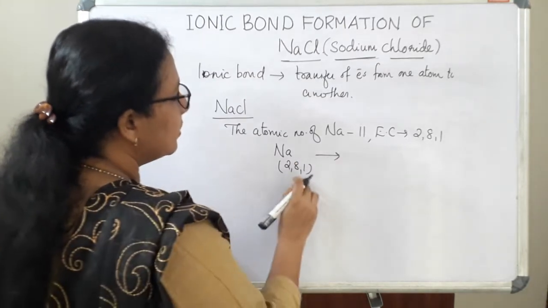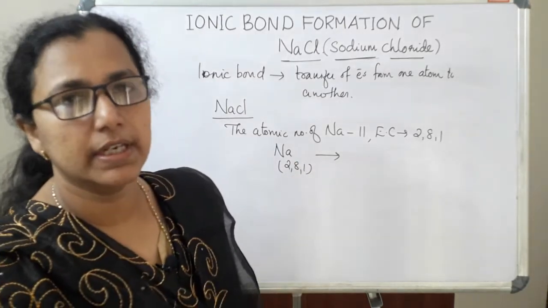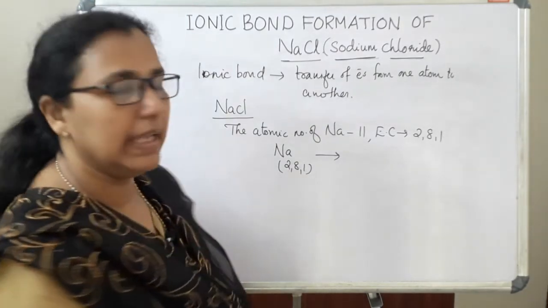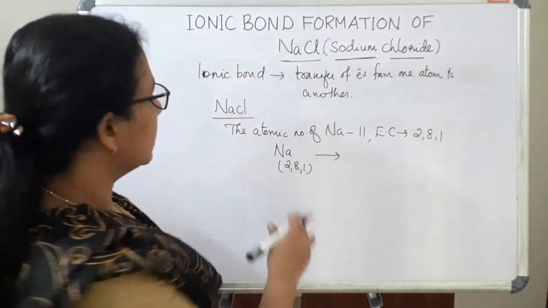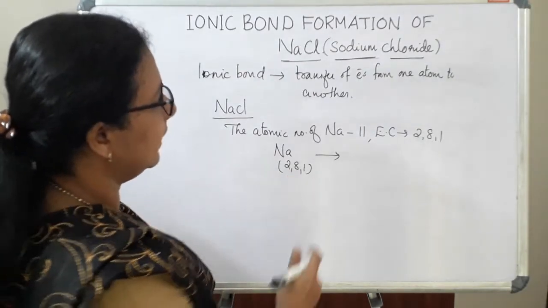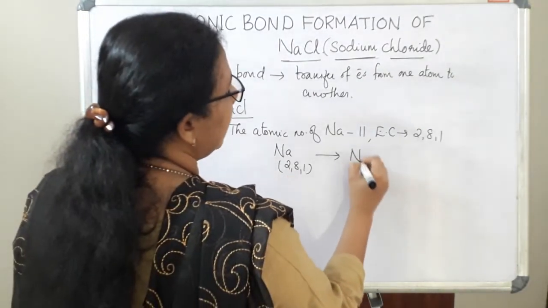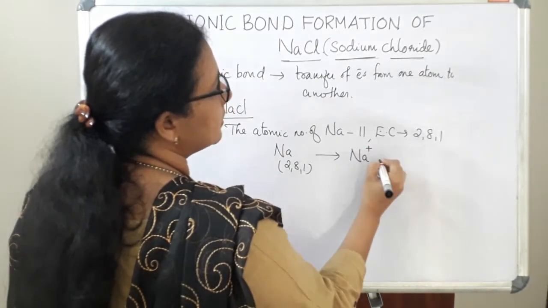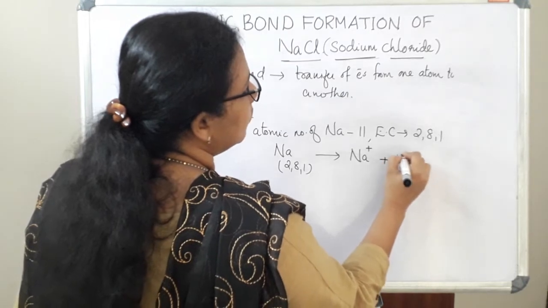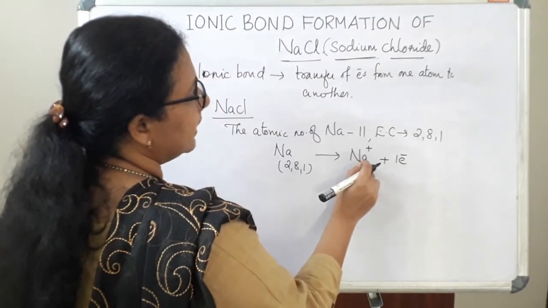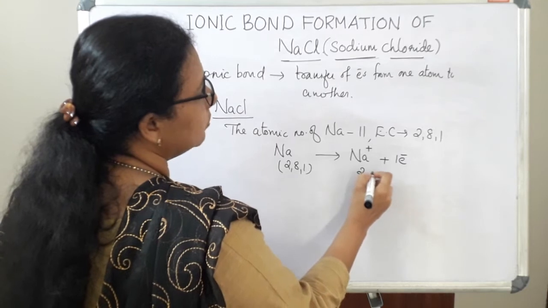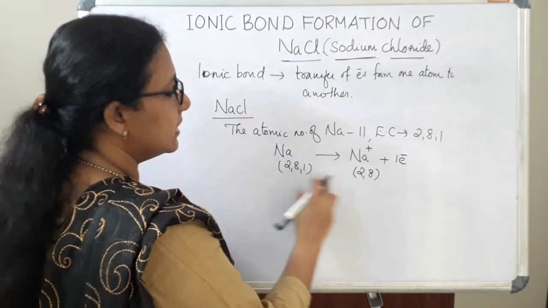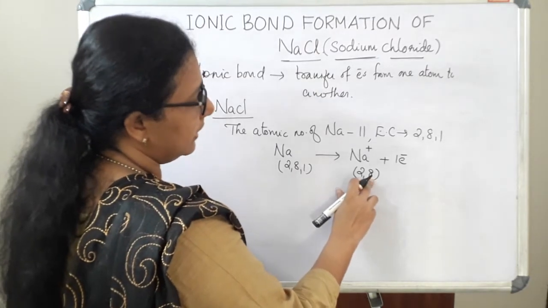In order to attain an octet configuration, that means 8 electrons in the outer shell, the sodium atom donates 1 electron. When the sodium atom loses 1 electron, it attains 1 positive charge, and the configuration changes from 2,8,1 to 2,8.